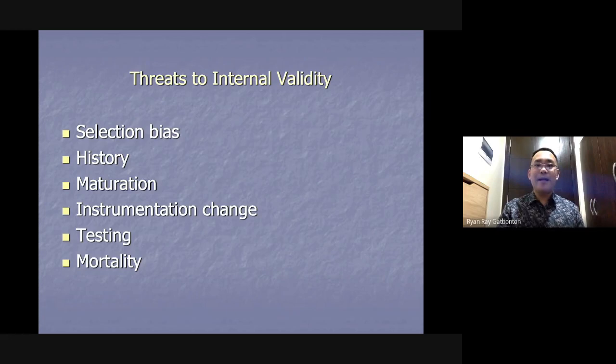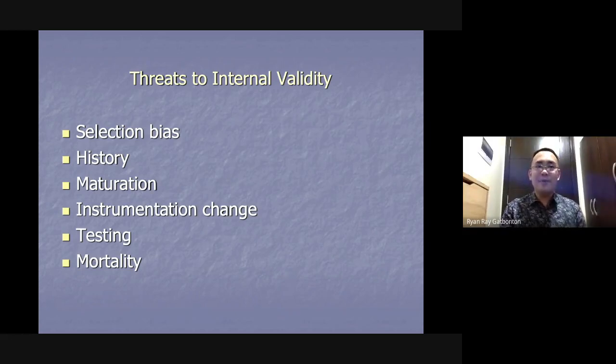Okay? Another threat to internal validity or a causal relationship is yung pagpapalit-palit ng instrument sa pagsukat ng outcome, or what you call your instrumentation change. When you frequently change instruments to measure a certain outcome, there is a chance that your changes may be caused not by your intervention but rather by the instruments that you have used.